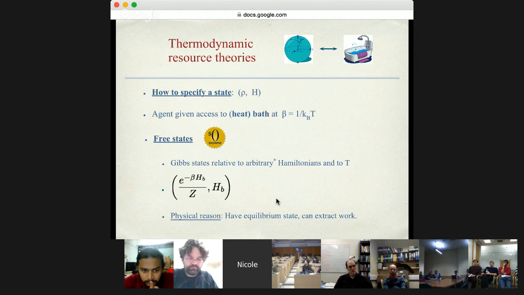Another reason to believe that this is reasonable is mathematical. There are a couple of proofs that if any other state were free in this resource theory, the resource theory would be trivial in some sense.